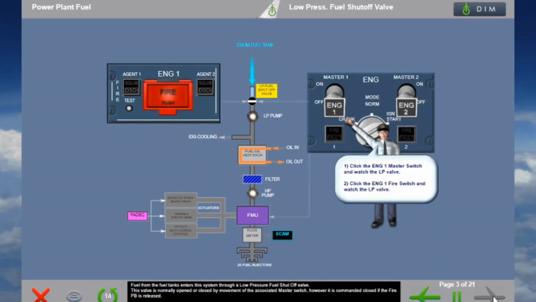Fuel from the fuel tanks enters the system through a low-pressure fuel shutoff valve. This valve is normally opened or closed by movement of the associated master switch. However, it is commanded closed if the fire push button is released.